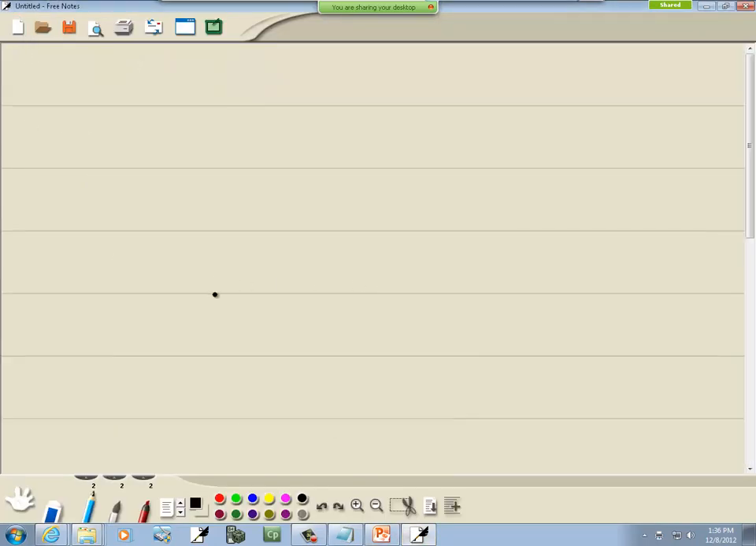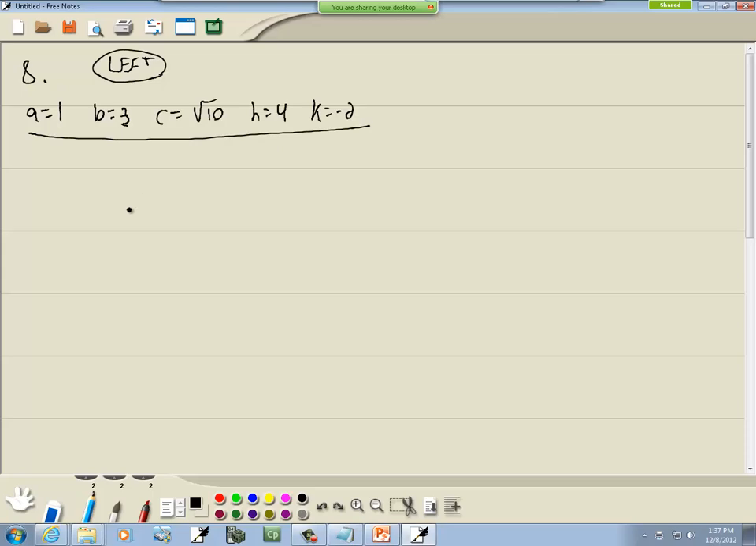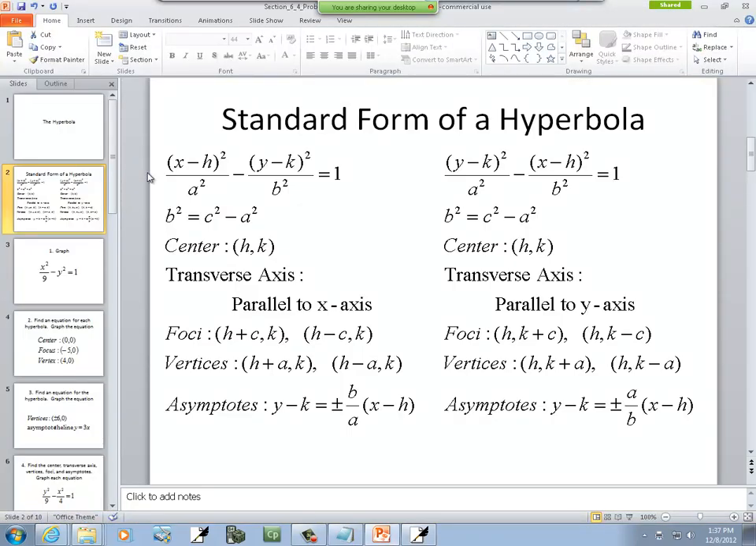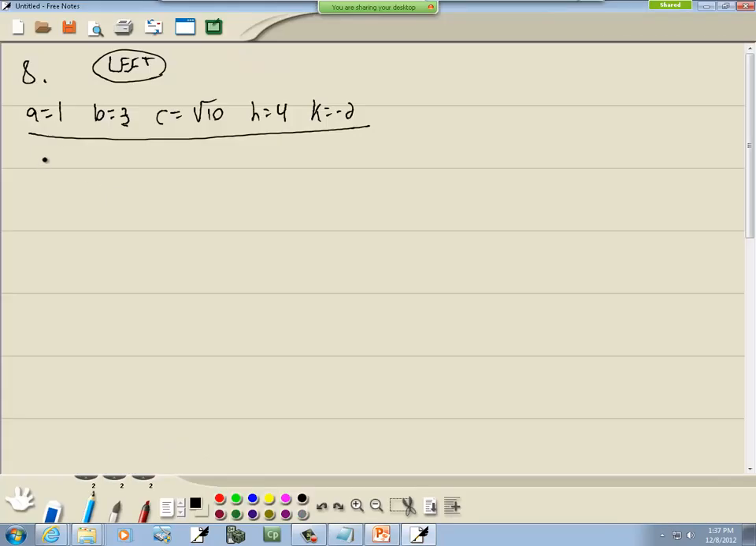And let's continue this problem. I think it's number 8. Okay, we got our left formula, and I said a was 1, b is 3, c is square root of 10, h is 4, and k is negative 2. Okay, working with the formula on the left. So let's find our center first, h, k. Well, h is 4, k is negative 2. 4, negative 2 would be right there.